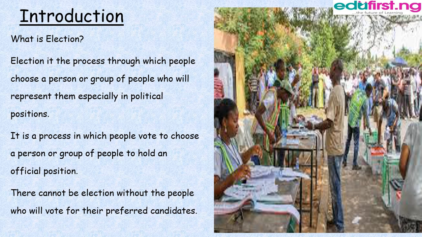Election is a process through which people choose a person or group of people who will represent them, especially in political positions. It is a process in which people vote or choose a person or group of people to hold an official position. There cannot be election without the people who will vote for their preferred candidates.